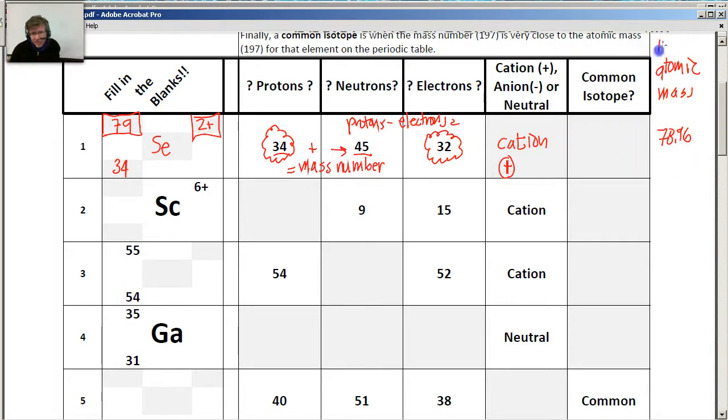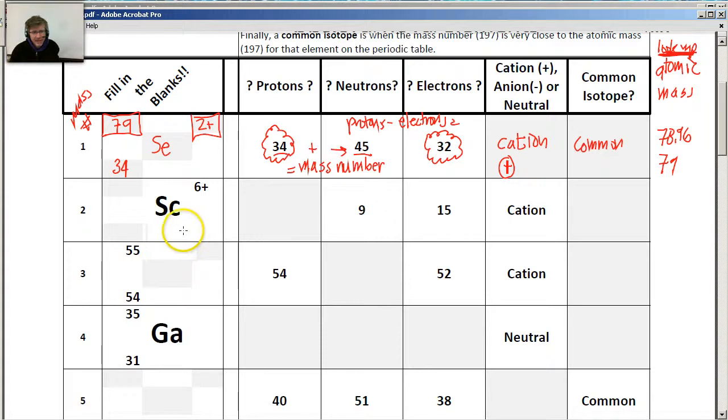So you look this up in the periodic table, the atomic mass, 78.96, you round it to 79, and if that 79, the atomic mass, is the same as the mass number over here, this is the mass number, then it's called a common isotope. So common. Alright, you're done. You filled in all the blanks and you move on to the next one.